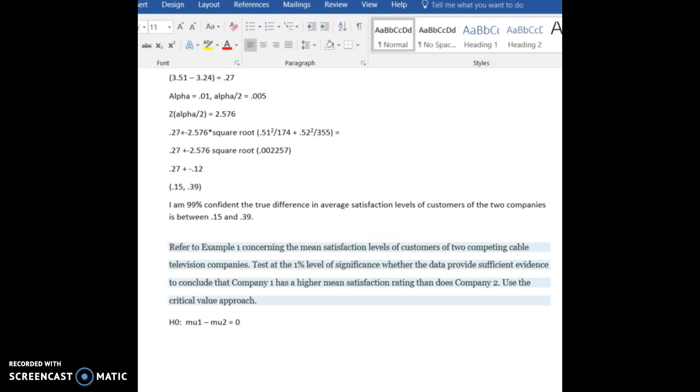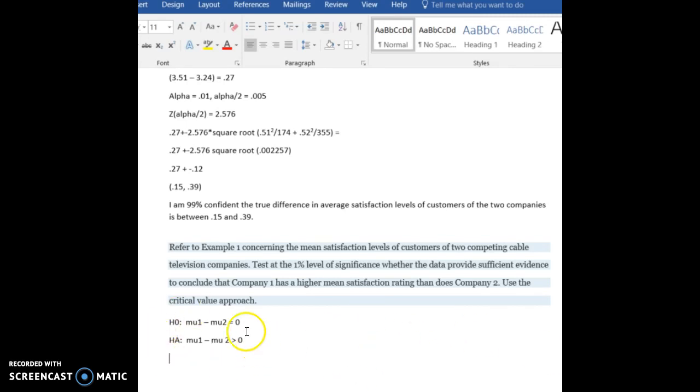On the other hand, what we want to show with our alternate is that mu1 minus mu2 is going to lead to some positive answer, because mu1 has a higher mean satisfaction rating than mu2, which means when we subtract those two, there should be a number that's bigger than 0. All right, so we've got our hypothesis set up. Let's go ahead and look up our critical value for our test statistic.